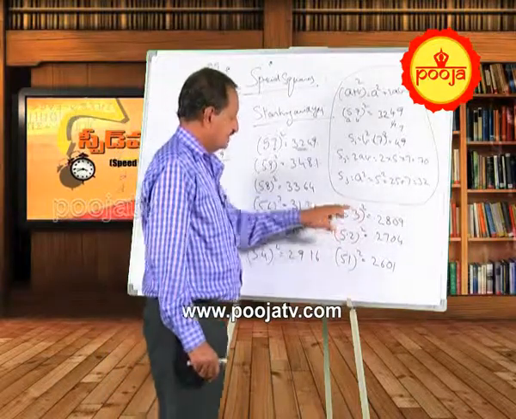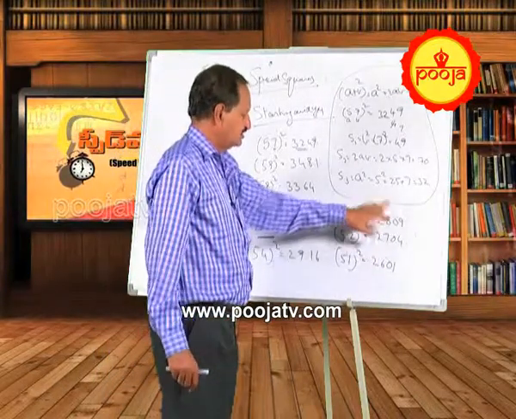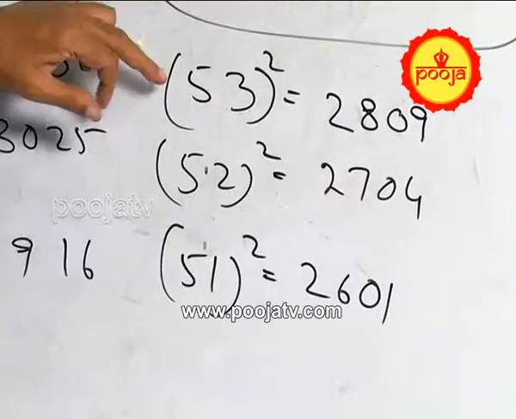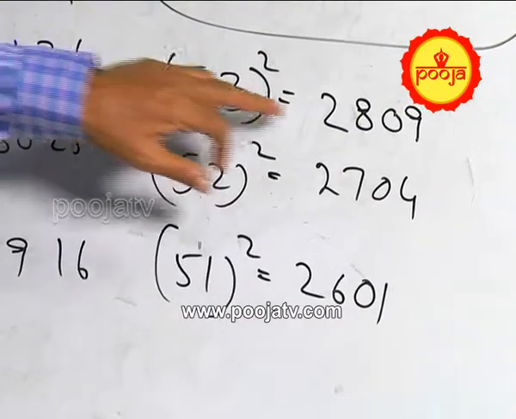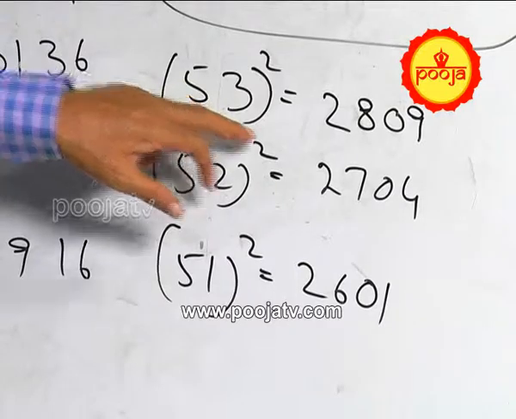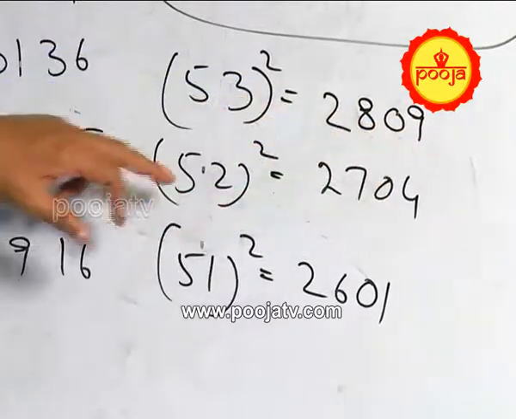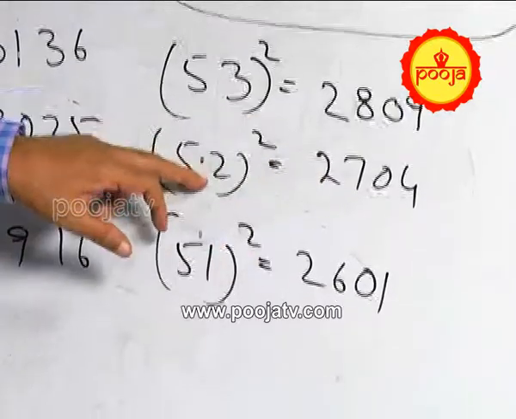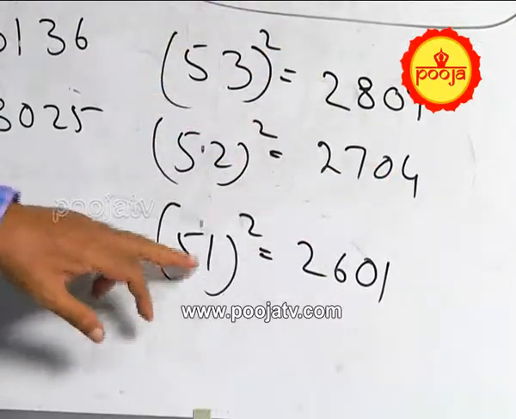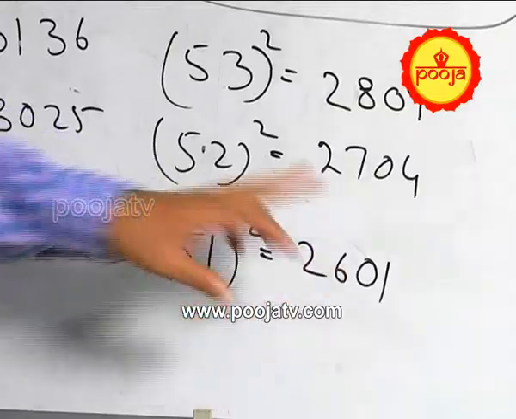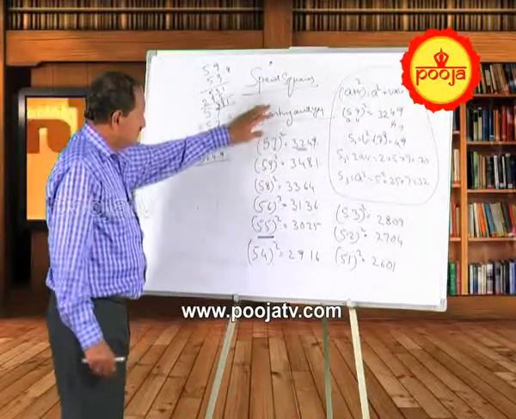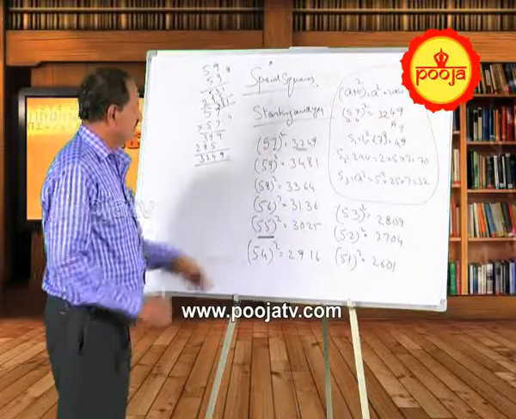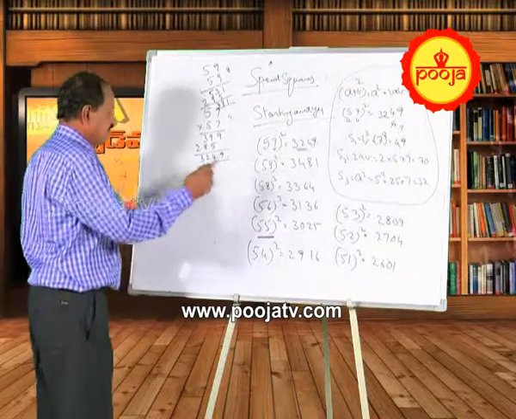Here also it is the same thing, but you have to get 4 digits, so you have to add 0. 53 square: 5 5 is 25 plus 3 is 28, 3 square is 9, but you write it as 09. And 52 square: 5 5 is 25 plus 2 is 27, 2 square is 04. 51 square: 5 5 is 25, 26, 01. So see, it is starting with 5, and earlier we saw numbers ending with 5.